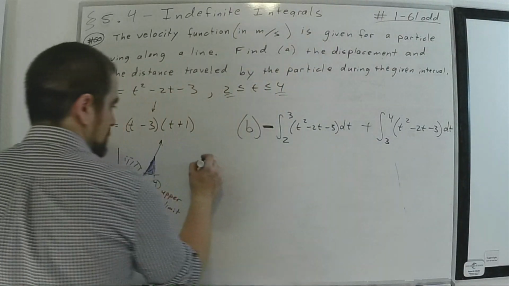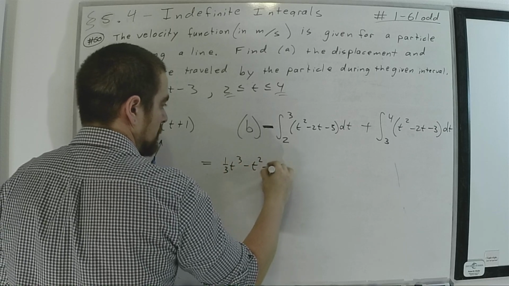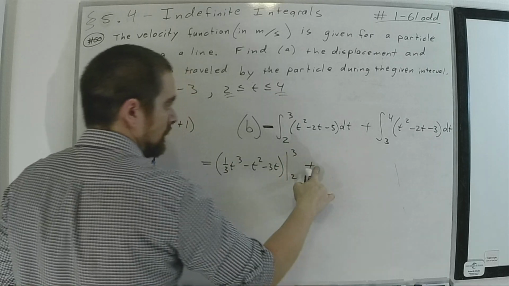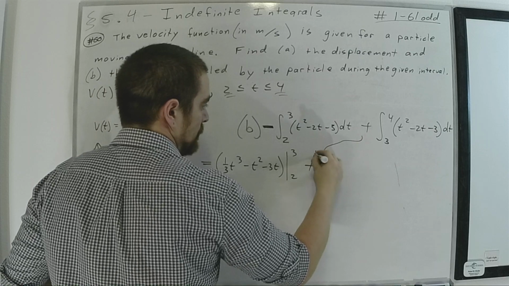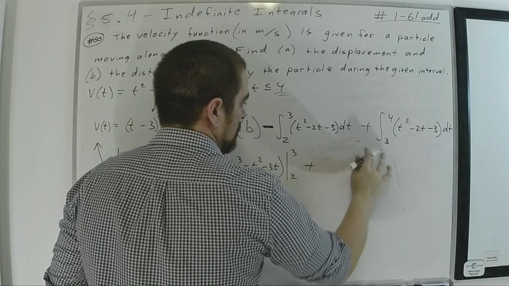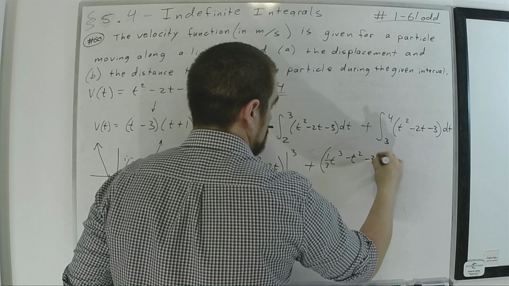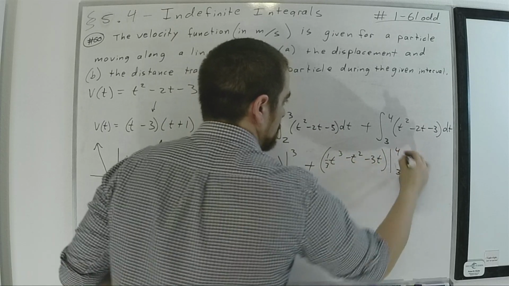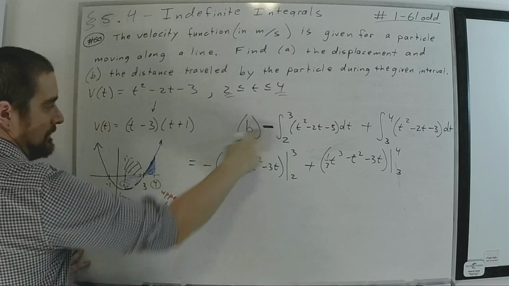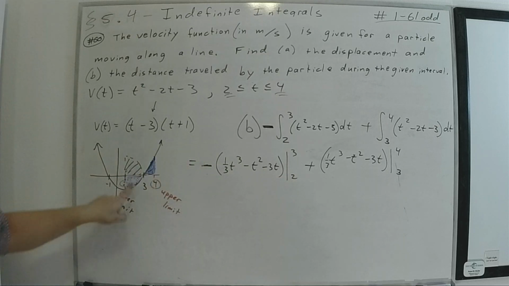So let's just take our time with this. 1/3 t cubed minus t squared minus 3t. We're going to evaluate that from 2 to 3, plus, we'll do the next one, 1/3 t cubed minus t squared minus 3t, but that one goes from 3 to 4. I almost didn't put the negative there, because otherwise this would give us a negative quantity, but now it's going to give us a negative quantity that we're going to negate, and we'll get the positive version.